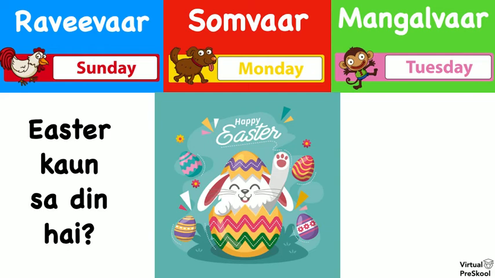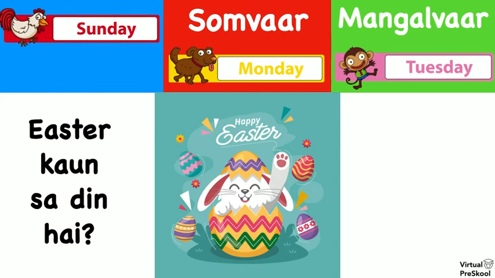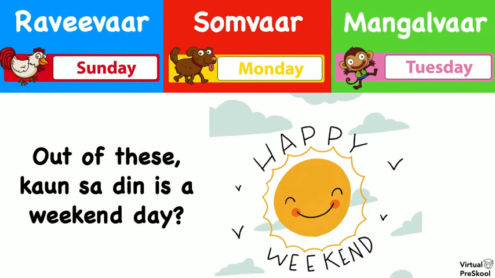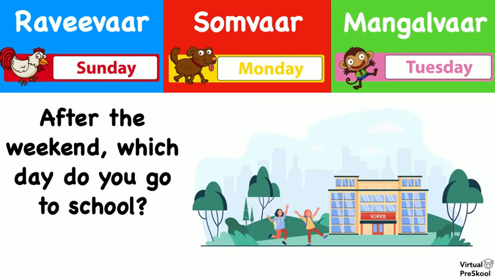Easter kaun sa din hai? What day of the week does Easter always fall on? Easter is always on a Sunday. And how do we say Sunday in Hindi? Ravivar. Out of these, kaun sa din is a weekend day? Out of these, which day is a weekend day? Again, Ravivar.